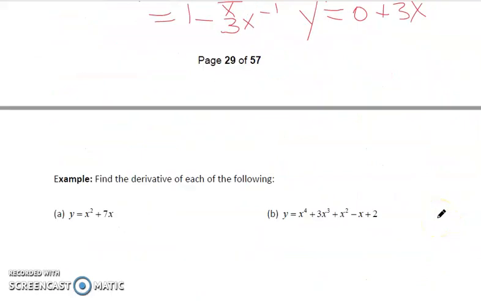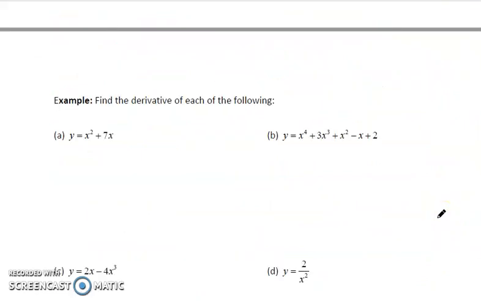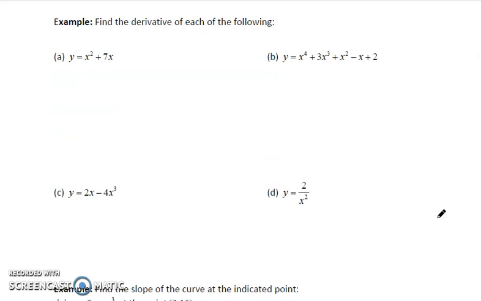Now, on the next page, here are some examples that you could be asked. Page 30. Find the derivative of each of the following. A looks fairly straightforward. B looks fairly straightforward. C looks straightforward. Even D will be fairly straightforward.